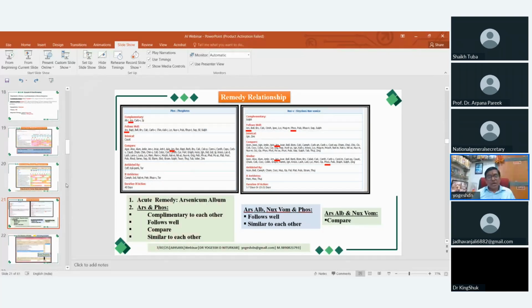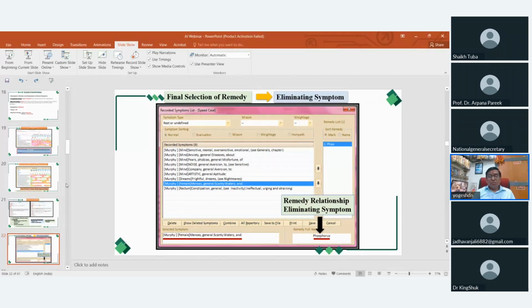So acute remedies, Ars. alb. and Phosphorus are complementary to each other. They follow well after each other. They have a comparison between them, and they are similar to each other. Whereas the three remedies, Ars. alb., Nux vomica, and Phosphorus, have a relationship at two levels that is similar to each other, and that is the reason they are coming up prominently. They stand prominently in the chronic totality, especially, and they follow well. Ars. alb. and Nux vomica have a good comparison between them.